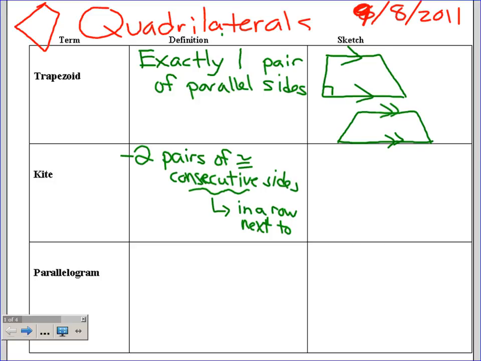So the way this works is these two are congruent. And then as you draw, these guys are congruent. So those are the ones that are consecutive. Like these two are right next to each other. These two are right next to each other.